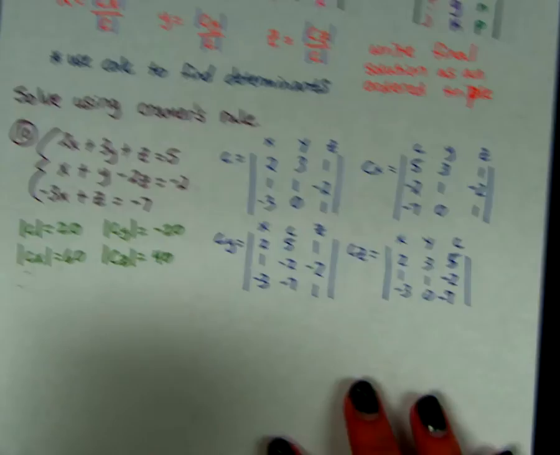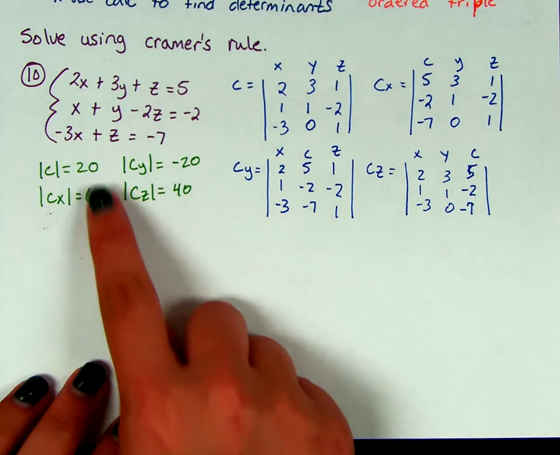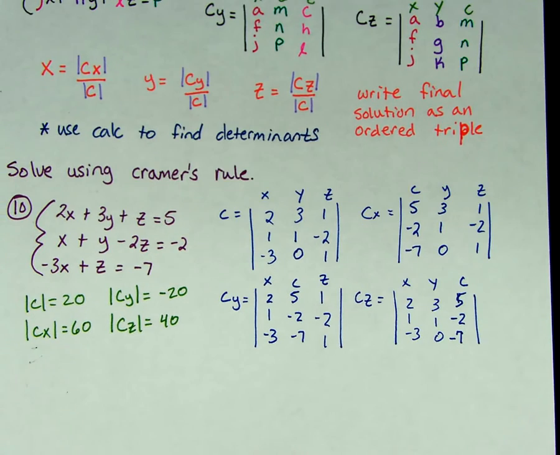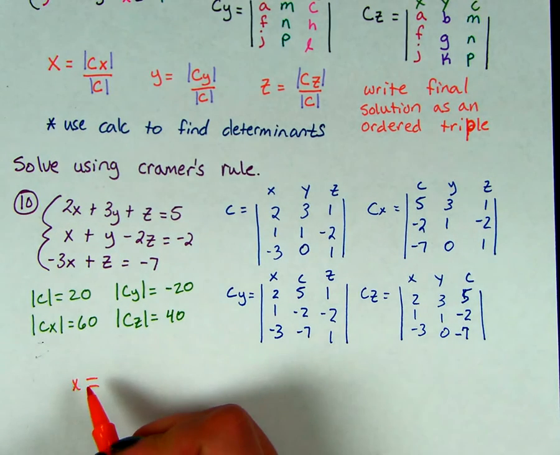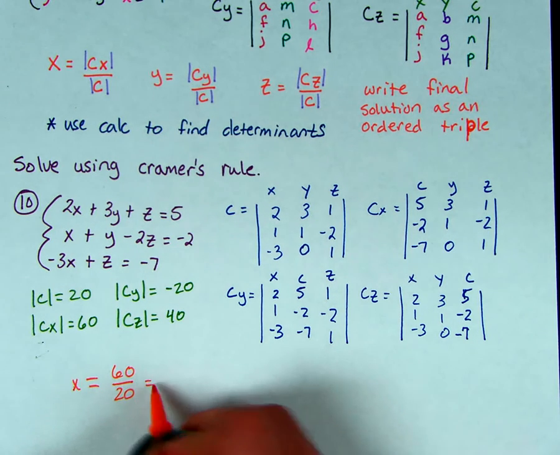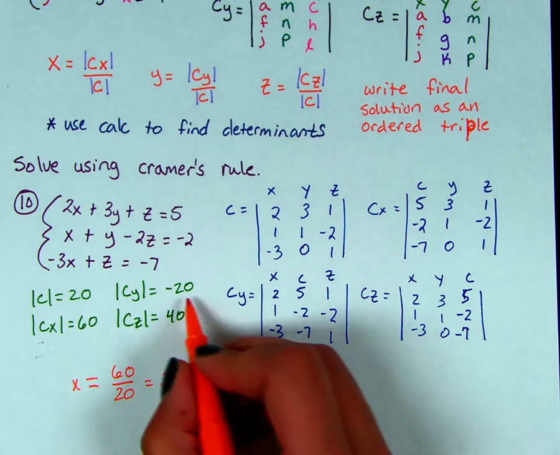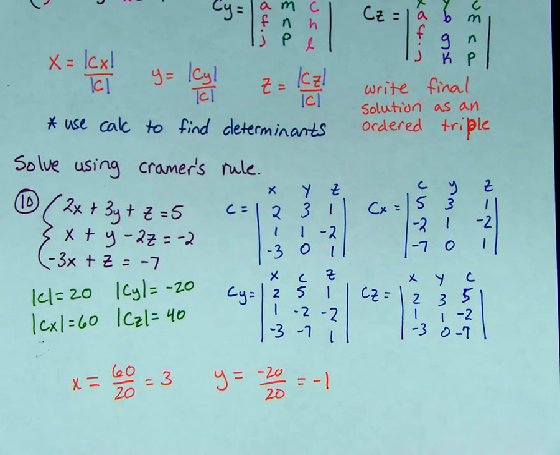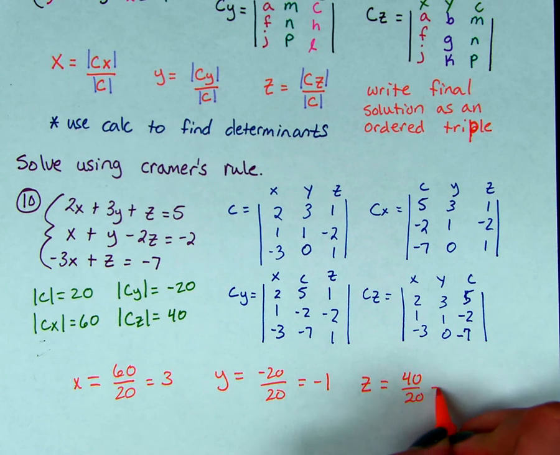All right, so if we go back to our paper, I wrote down our determinants for each one. So now we're just applying that to our formula. Okay, so x, we are taking our Cx matrix, so 60 divided by C, and that will simplify to be 3. For y, we're taking our Cy, so -20 divided by C, so that simplifies to be -1. And then z is 40 divided by 20, which is 2.